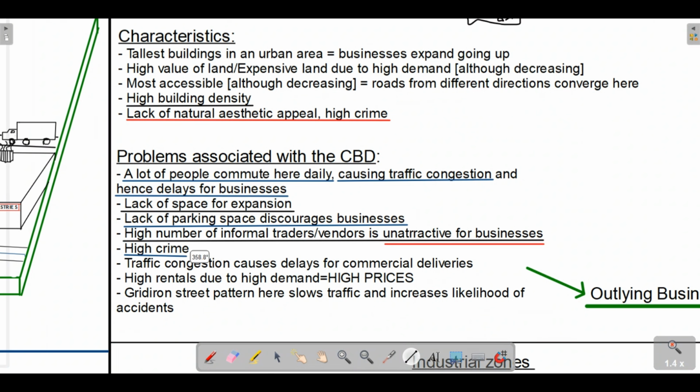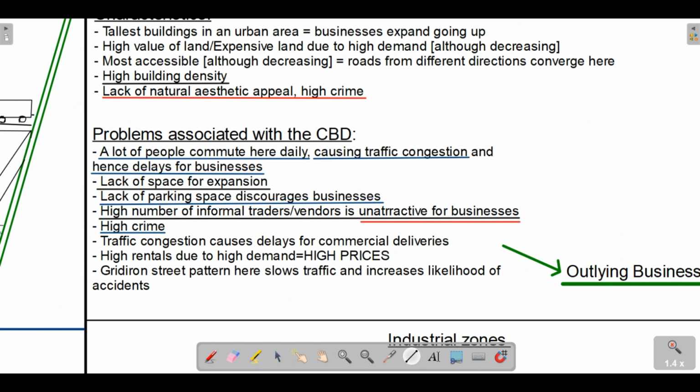There's high crime here. As I mentioned, guys, a lot of crime occurs in the CBD. A lot of people take advantage of vulnerable people, and we've seen a lot of that. Or we've heard a lot of that about the CBD. Traffic congestion causes delays. I have covered this, so I actually wrote this twice. So let me just strike it out.